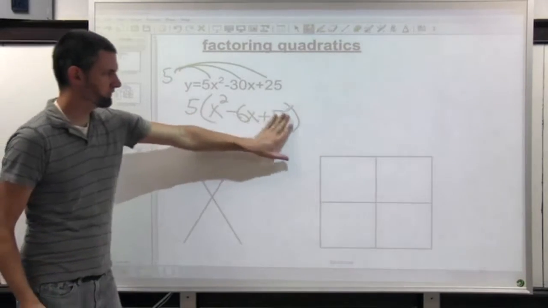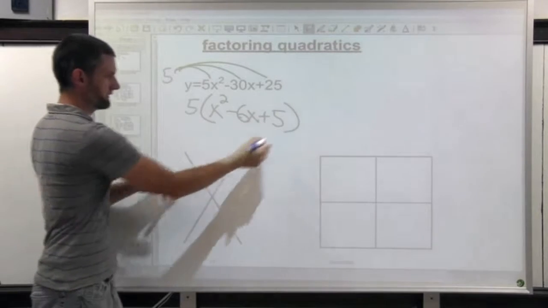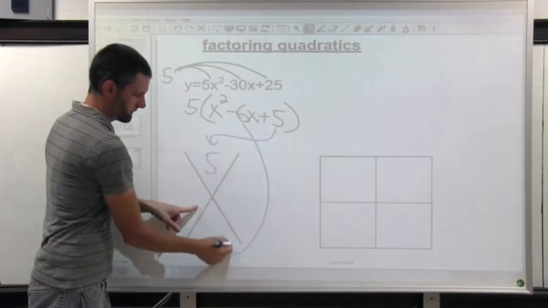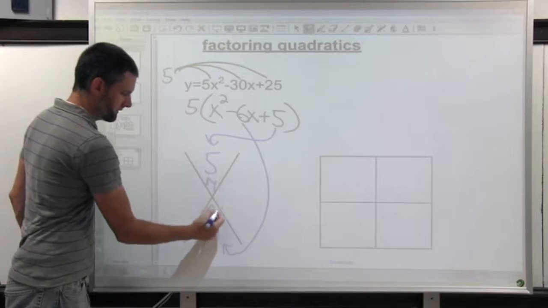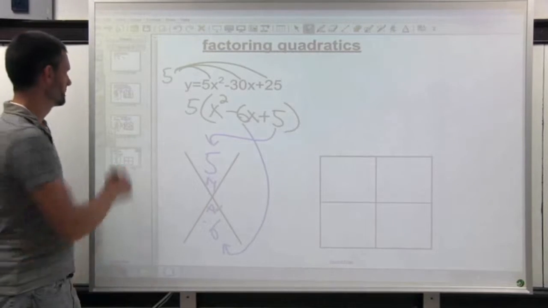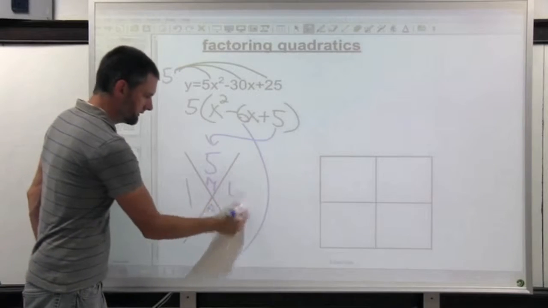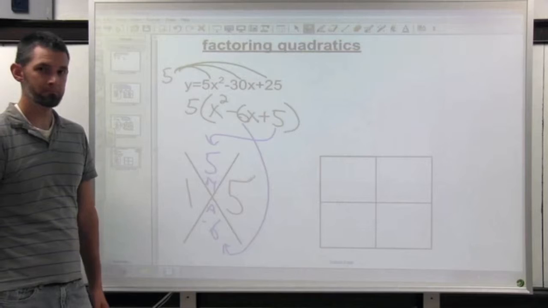So now we're going to work with just this quadratic, not the original one. Take our ending term, our C term, and put it there. Take your middle term and put it on the bottom. We want to multiply to 5, but add up to negative 6. Well, what's the only thing that multiplies to make 5? 1 times 5. Does that add up to negative 6?